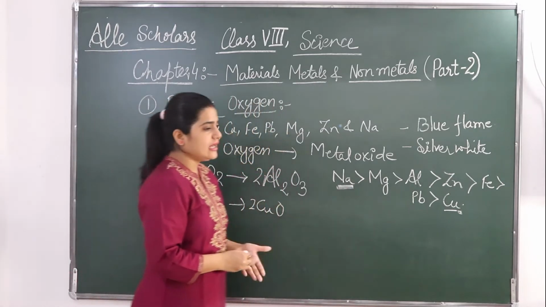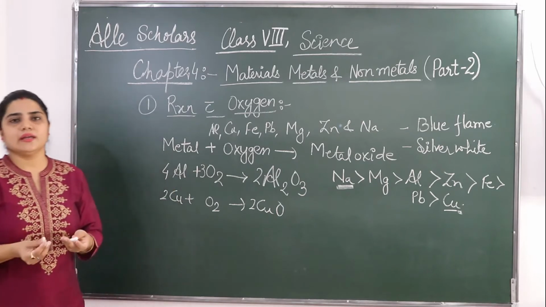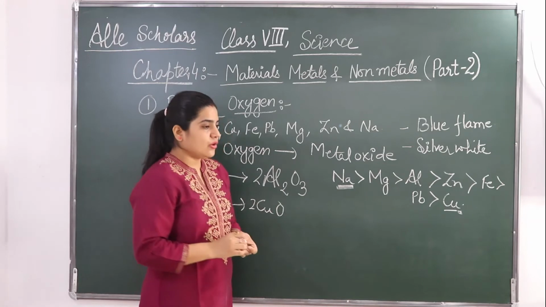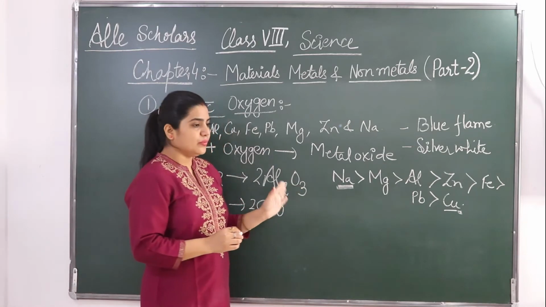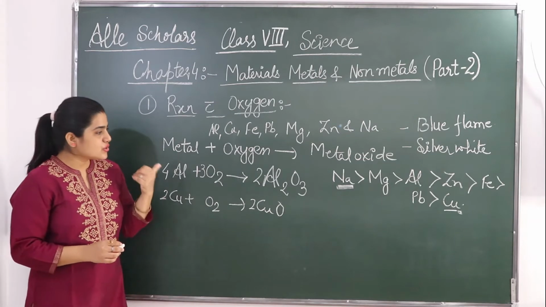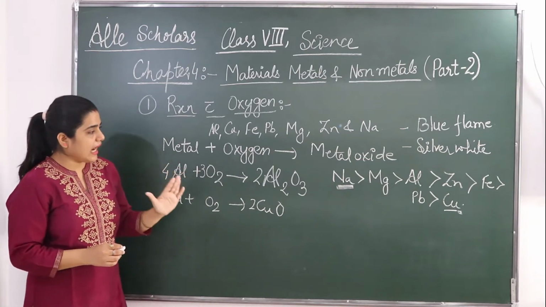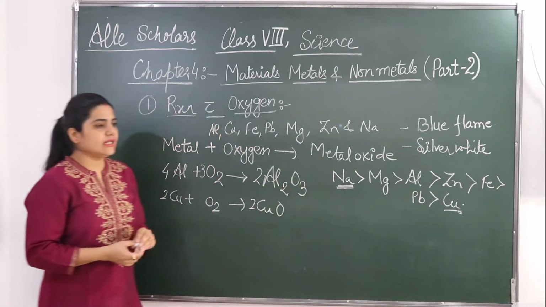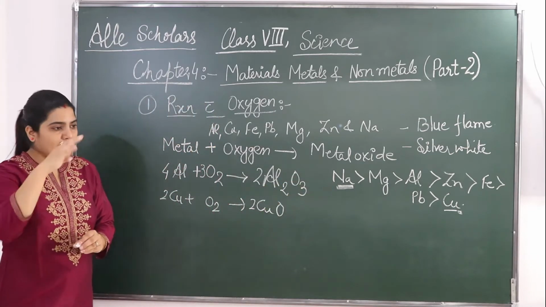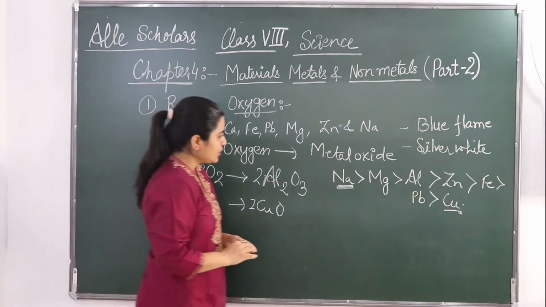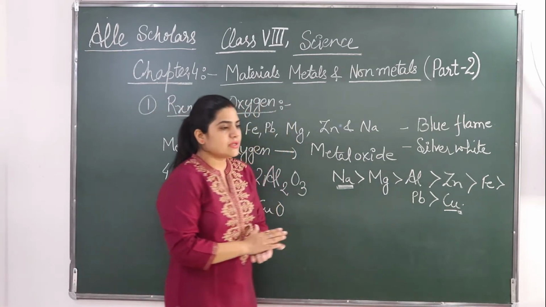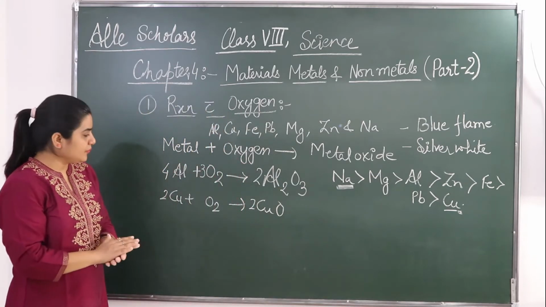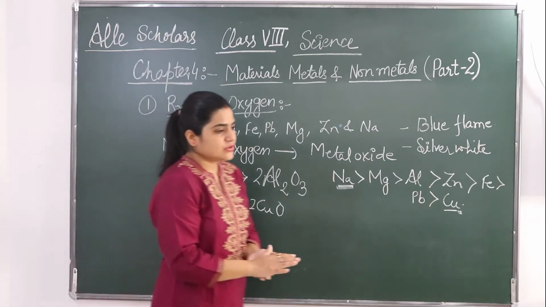Okay, different metals react at different rates. Some react very much, some react less. But some metal oxides, like aluminum oxide and zinc oxide, show that they react much. Magnesium and sodium react at a very high rate. Okay, so this was about reaction with oxygen.